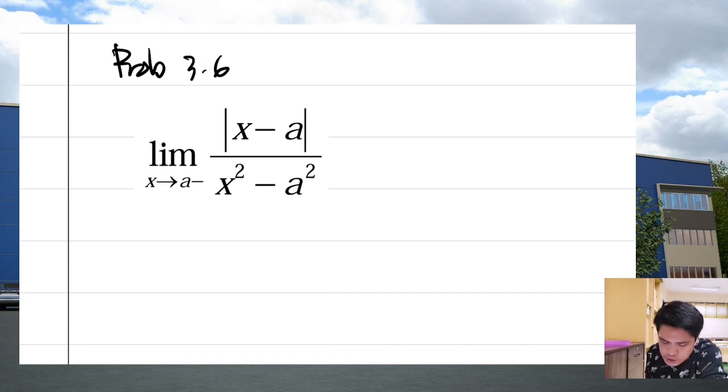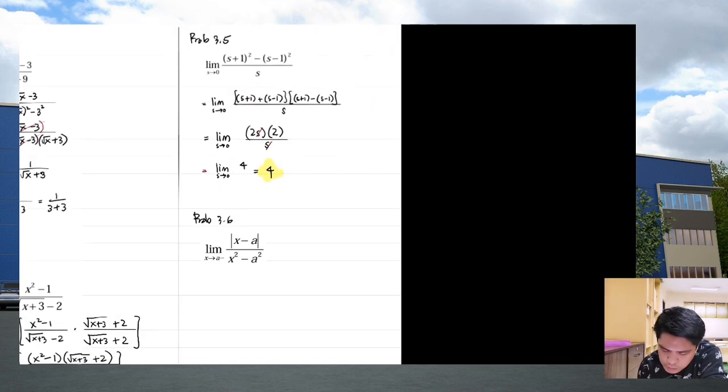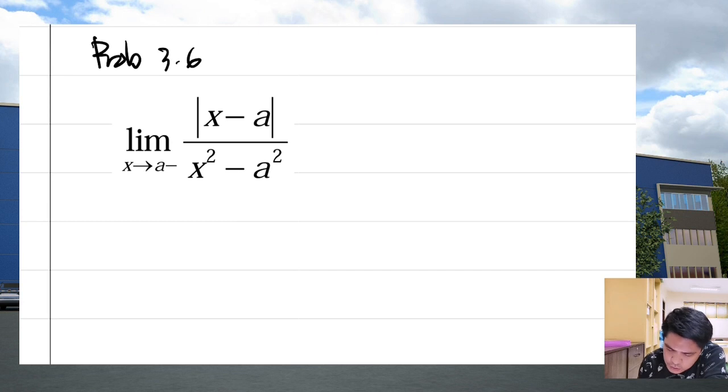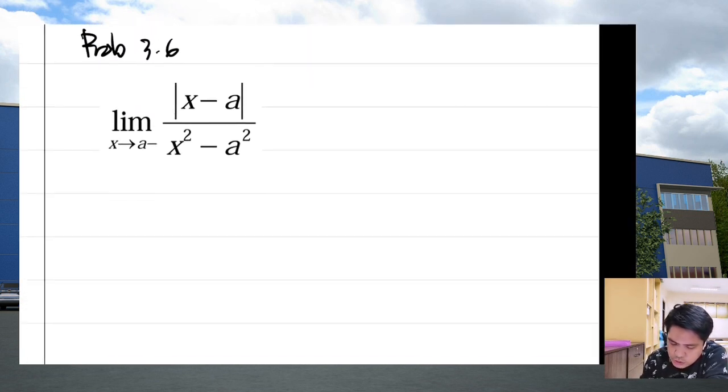Okay, next, very easy problem. Problem 3.6, tama ba? 3.6. We have the limit of the absolute value of x minus a over x squared minus a squared as x approaches a from the left. So this is left side limit. Okay, left side limit siya. So meaning we are approaching x from the left, or the values of x are values close to a but less than a. Okay, so yun yung problem natin.